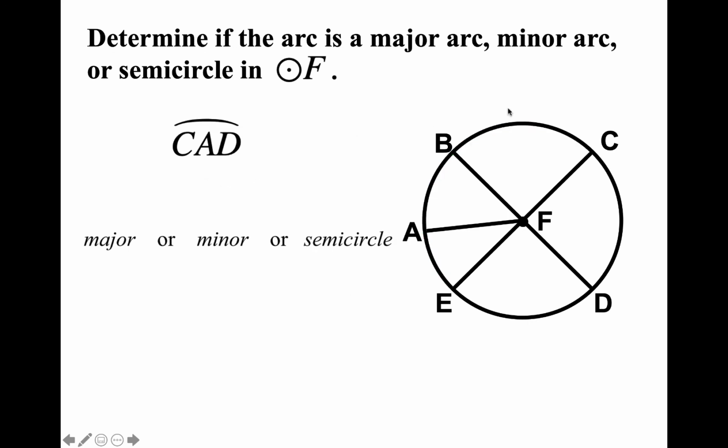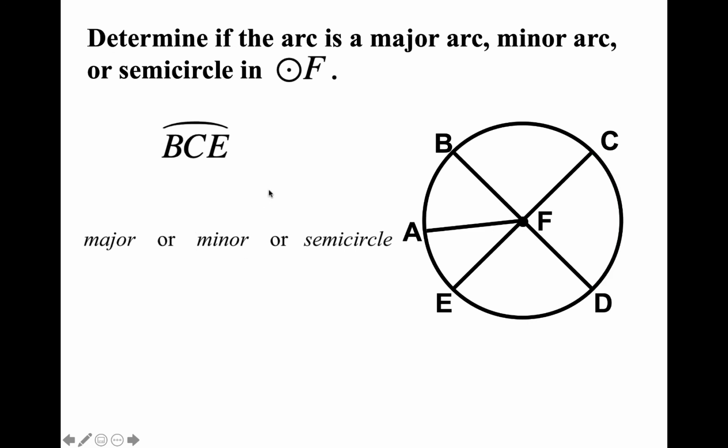Arc CAD. So we're starting at C, you go towards A, and then you stop when you get to D. This is more than half a circle, so this is a major arc. Then we have arc CD. You give this one a try. Okay, arc CD is right here, starting at C, ending at D. That's less than half a circle, so this is a minor arc.